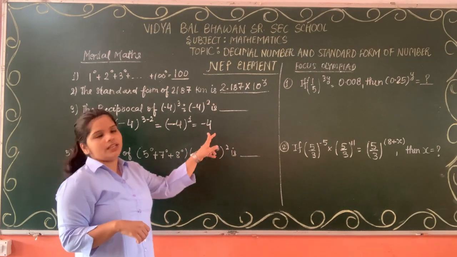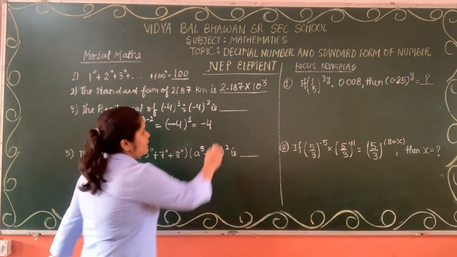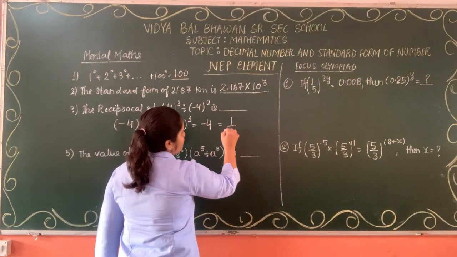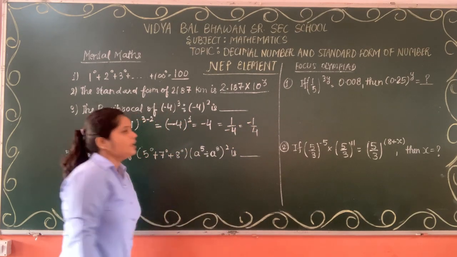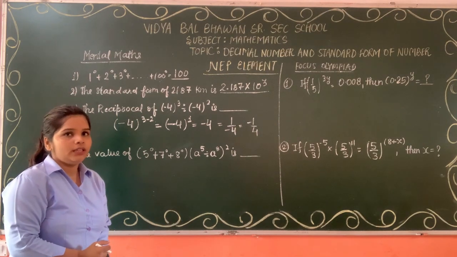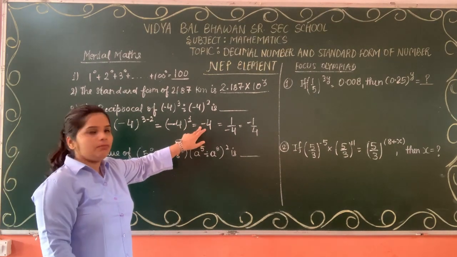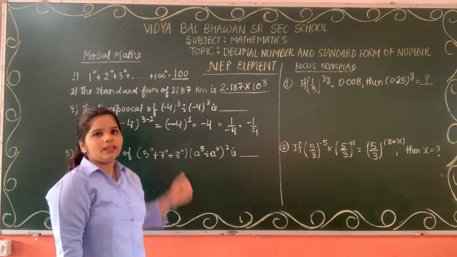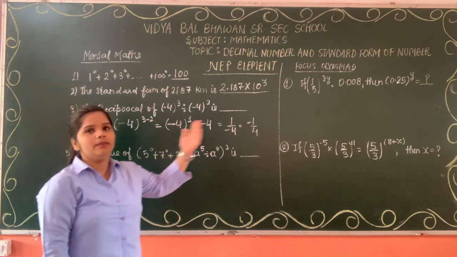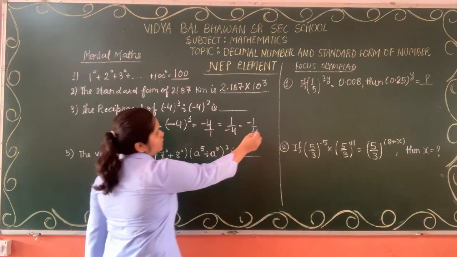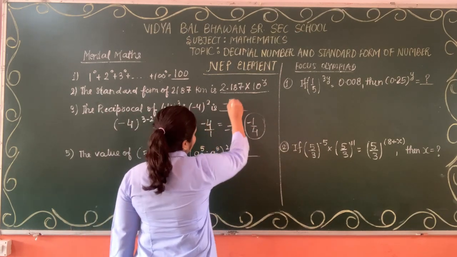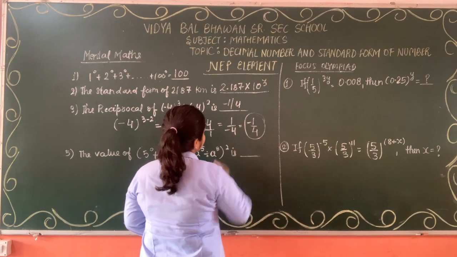When you do the reciprocal of this number, it will become 1 upon minus 4, or you can say minus 1 upon 4. In reciprocal, the sign will not change. It's just that the numerator will become the denominator and the denominator will become the numerator. So it is like this one, and we have to do the reciprocal. The answer is minus 1 upon 4.